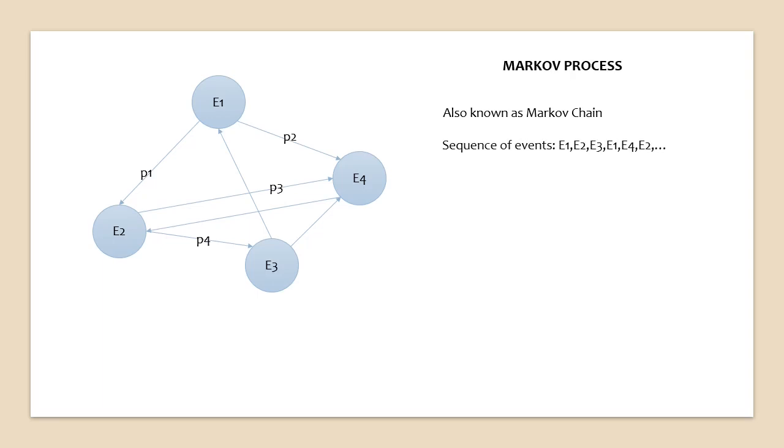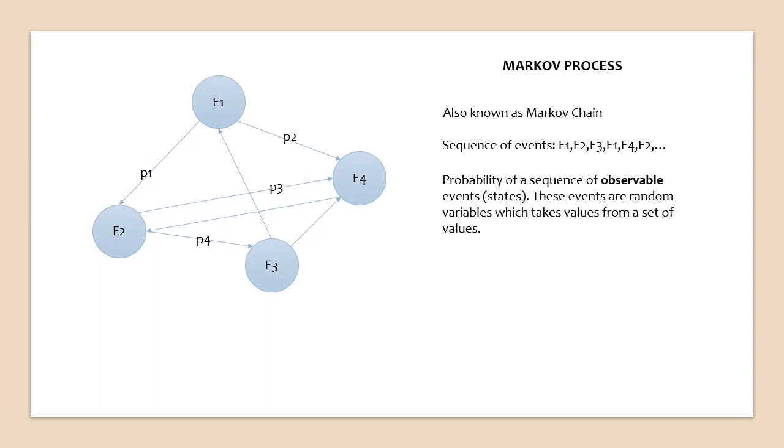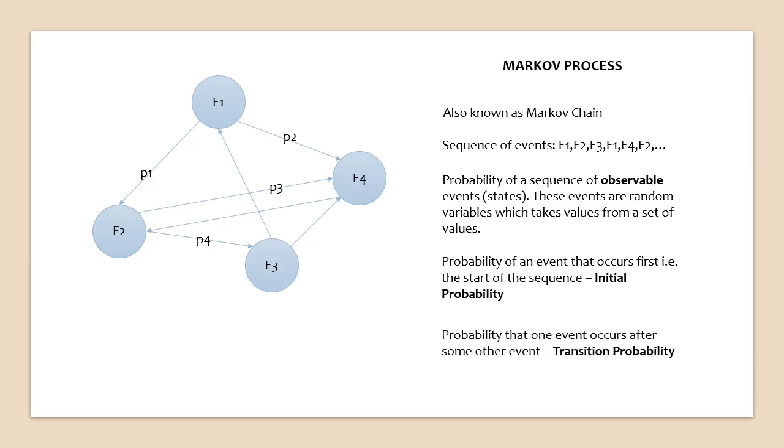So there is a sequence of events E1, E2, E3 and so on, and we need to find the probability of this sequence of events. Now note that these events are observable, that is we can see these events occur, and these events are random variables which take values from a set of values. Each of these events can start the sequence with some initial probability, and which event occurs after an event has occurred depends on transition probability.